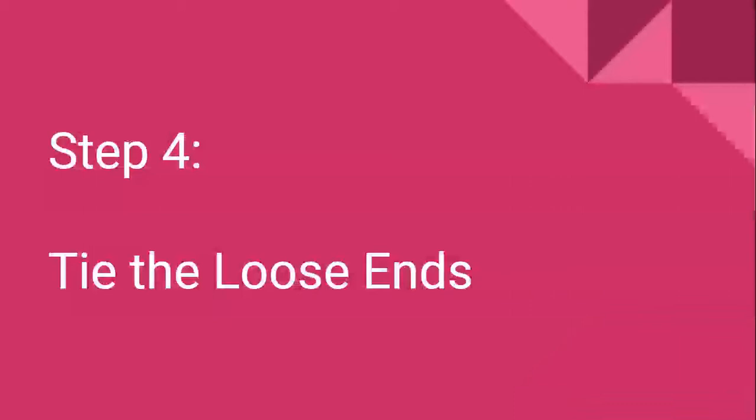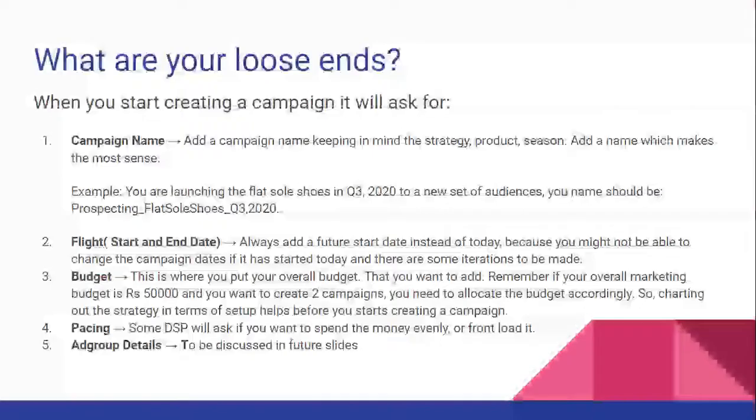Okay, now we are going to tie the loose ends. We have our account set right, we have campaigns created, we have ad groups created, we have ads created, we have pixels created. If you go to any DSP, you will see that you have a separate place where you create the pixels, a separate place where you create the ads, and a separate place where you create the campaign. Now, when you're creating a campaign, that's where you integrate the other stuff into your campaign.